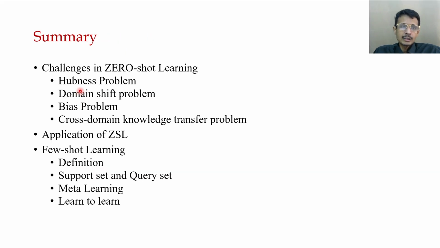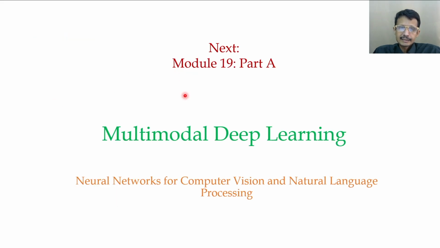So in summary, in this particular lecture we understood the challenges of zero-shot learning: the hubness problem, domain shift problem, bias problem, and cross-domain knowledge transfer. Then we discussed some applications of ZSL. Then we briefly introduced few-shot learning, just defined it, what a support set and query set are, and what meta learning and learning to learn mean. The next lecture will start multimodal deep learning. Thank you very much.